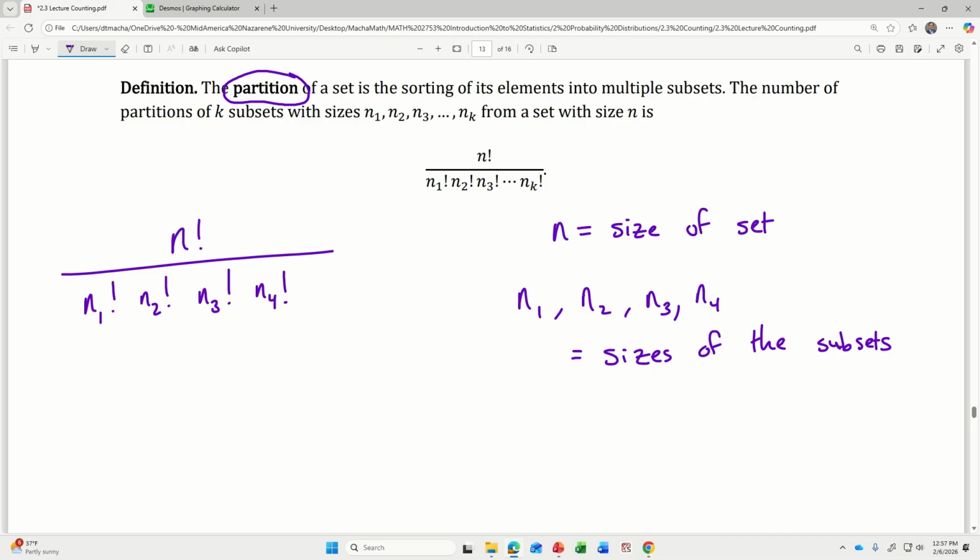Like in this case, I had my 7 days of the week, and I was sorting the days of the week into subsets that represented what color t-shirt I was going to wear that day. So there were 3 subsets because there were 3 different colors of t-shirt, and they had sizes 3, 2, and 2.